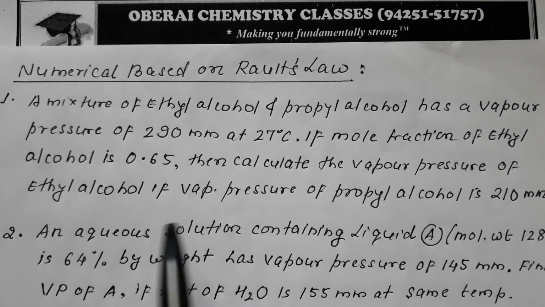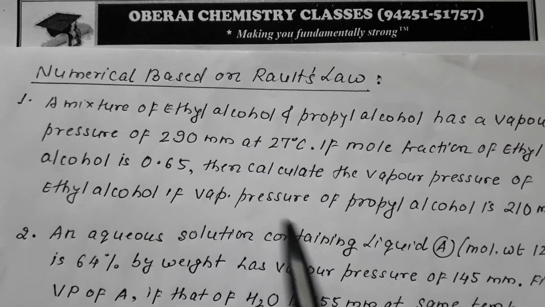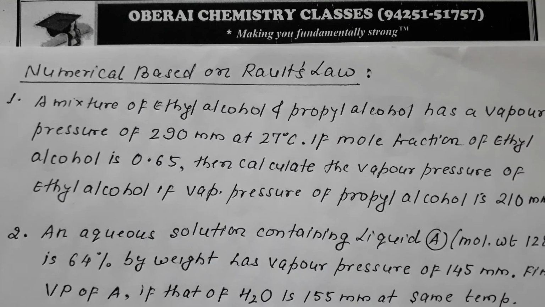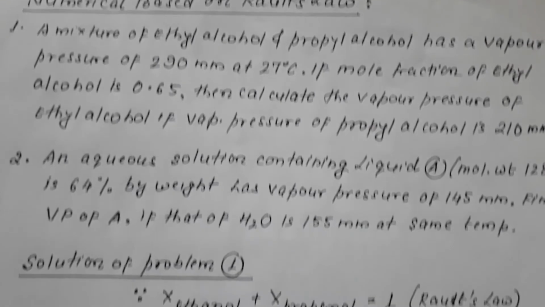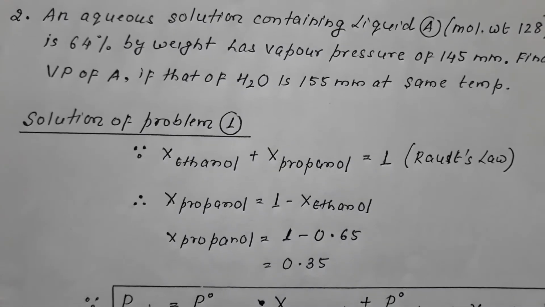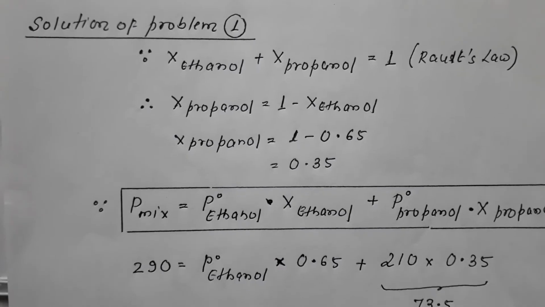We have to calculate the vapor pressure of ethyl alcohol if the vapor pressure of propyl alcohol is 210 mm. So let's begin with the solution of this numerical.